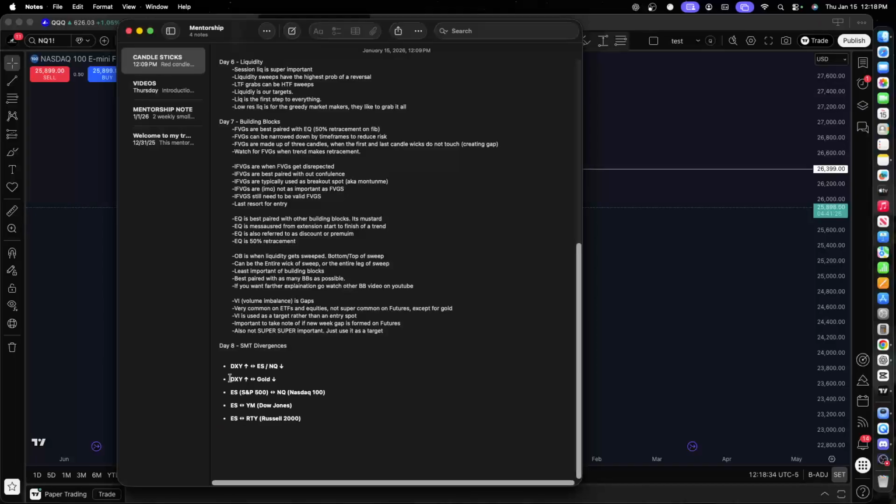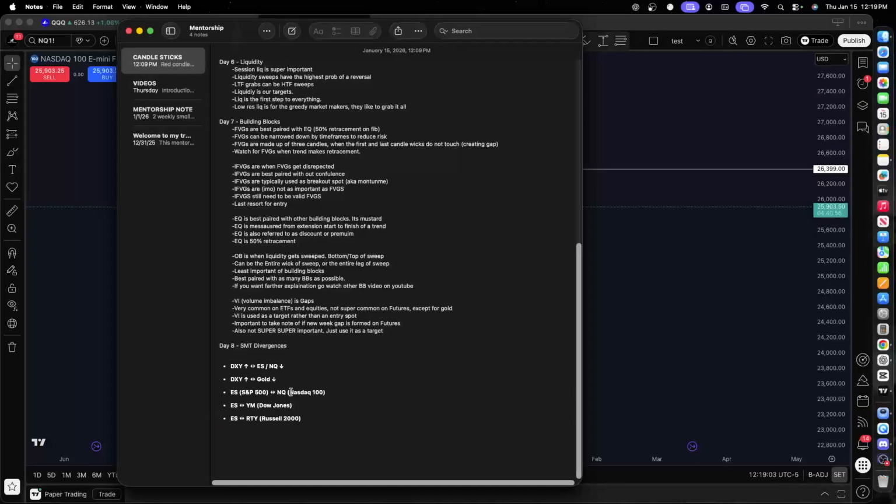And the same is true with gold. If dollar goes up, gold goes down. If gold goes up, dollar goes down. NASDAQ and ES go up, the stock market goes up, the dollar can go down. Okay, those are inverse correlations. Now for SMTs, we're not really going to be focusing on the dollar. What we will be focusing on is the equal correlation, if you will call it that, because they're not inverse. I guess it would be equal.